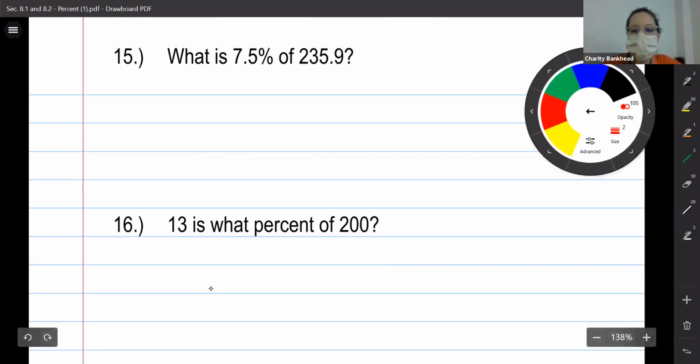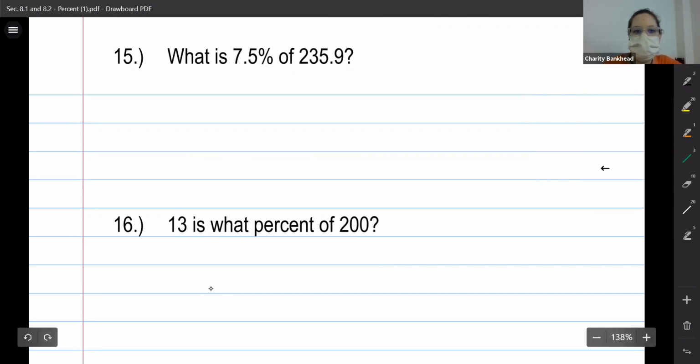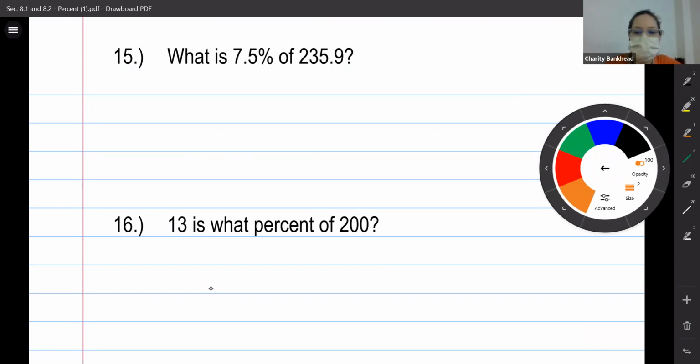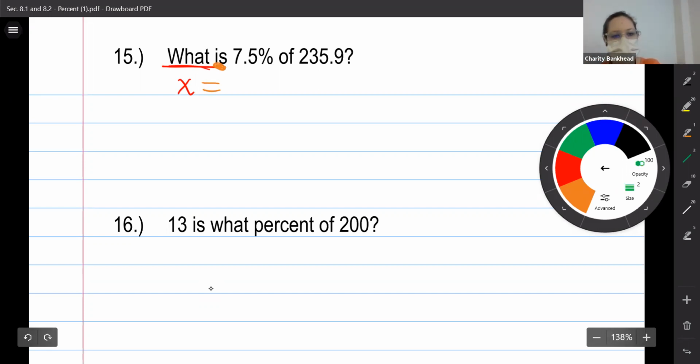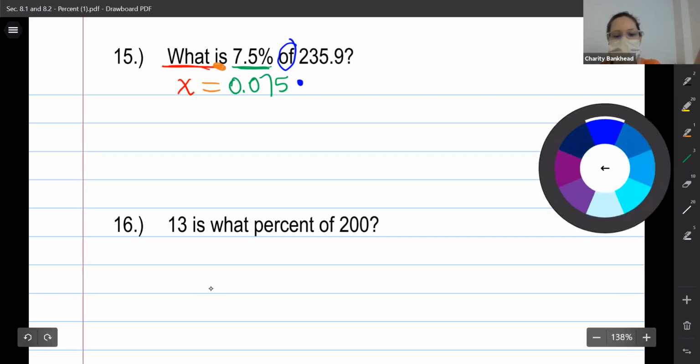So we're going to start off by translating from the question into an equation. Wherever it says what, we're going to replace that with x. Wherever it says is, we're going to replace that with equals. And then 7.5%, I'll go ahead and write that as a decimal, 0.075. Of means multiply, so times, and then 235.9.